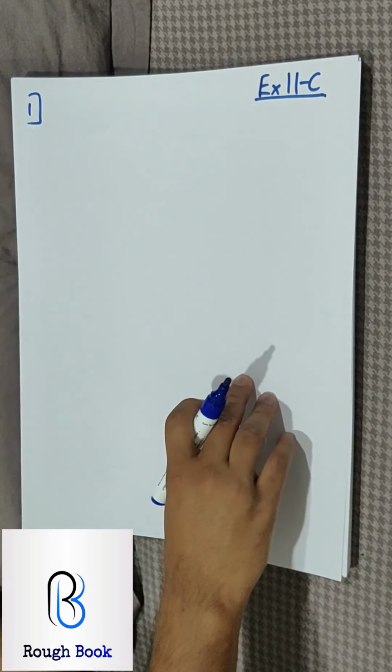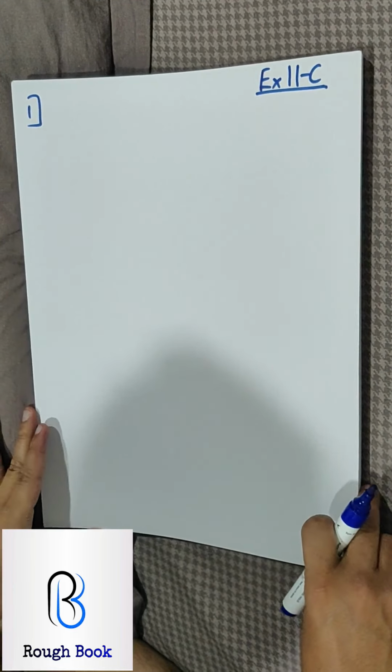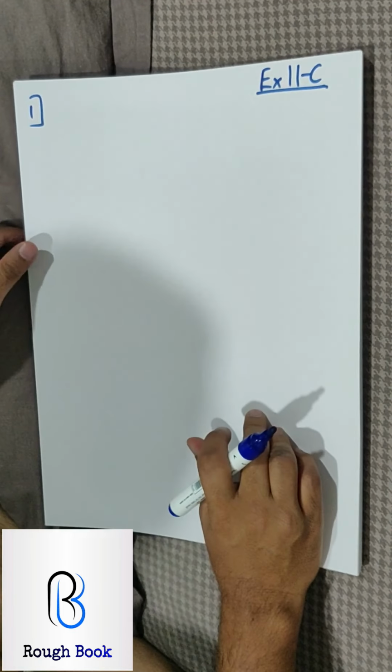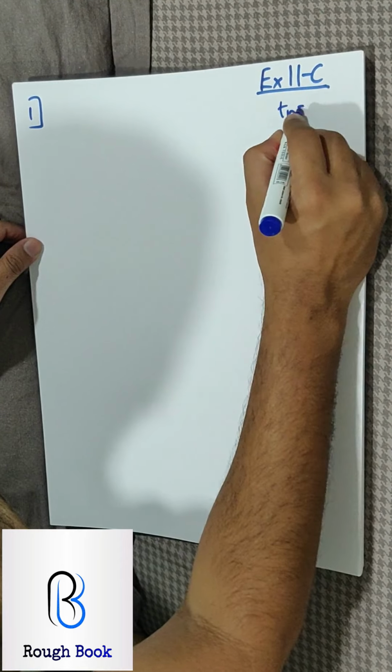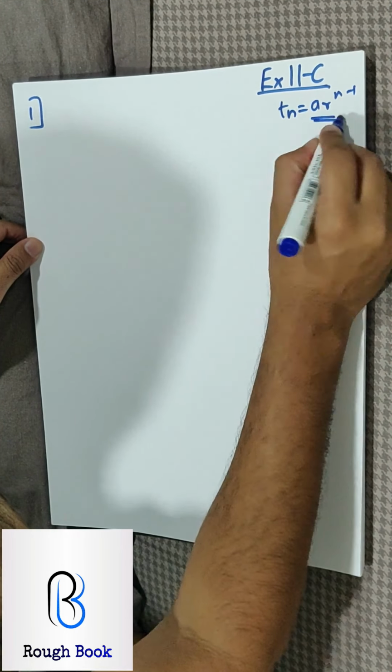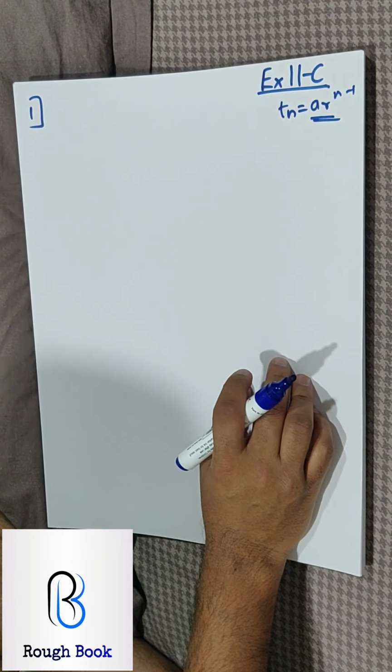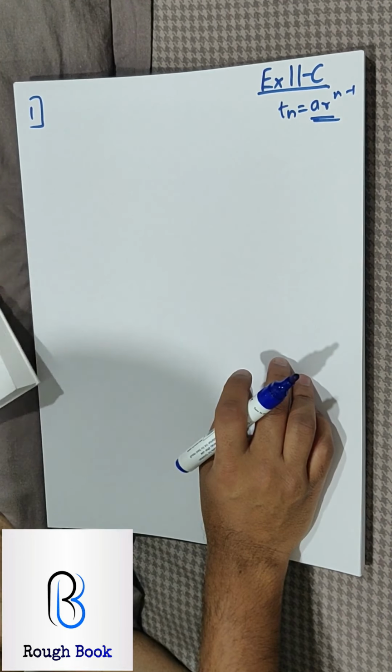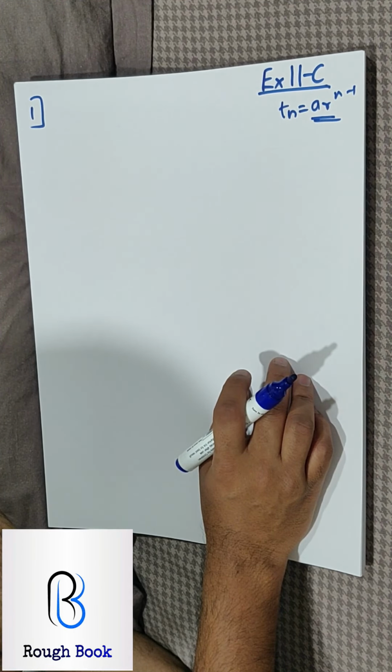Alright, so exercise 11C, I want everyone to read sum number 1. If you remember the formula we used for Tn, a r raised to n minus 1, that's the only formula we're going to use in 11C. And then once we go to 11D, we'll understand the new formula. Find the seventh term from the end for the GP.